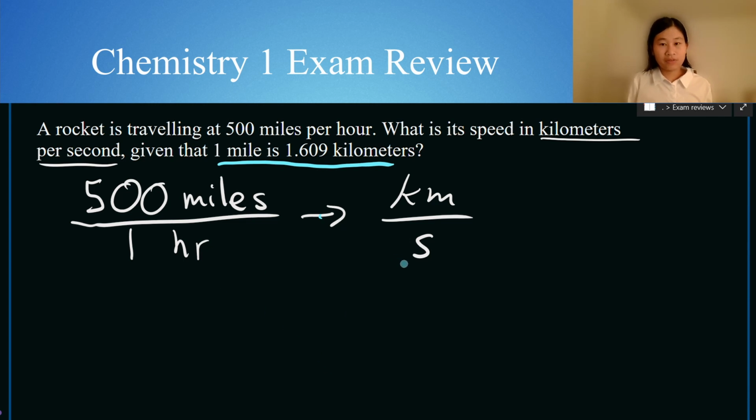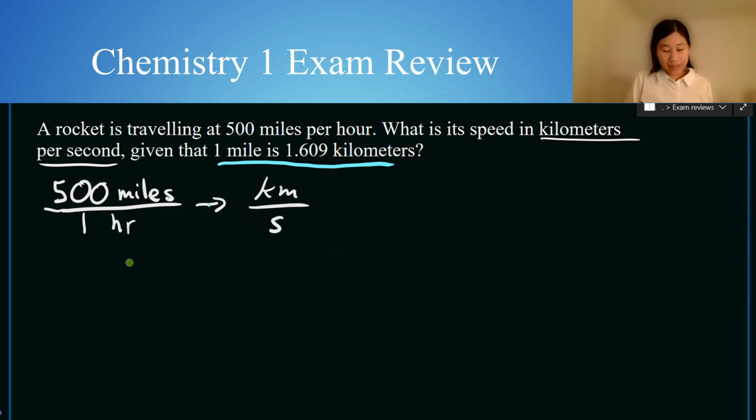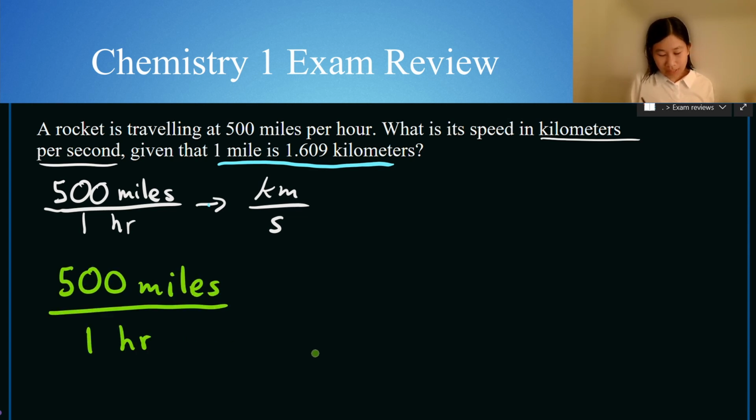So this problem is very similar to the first problem, or the first two problems, about converting units. It's just that for dimensional analysis problems, you'll likely have to convert 2 units instead of 1. So in this case, we're converting the units for length, and we're also converting the units for time. So with that in mind, let us start converting. So we have 500 miles per 1 hour, and I'm going to go ahead and convert length first.